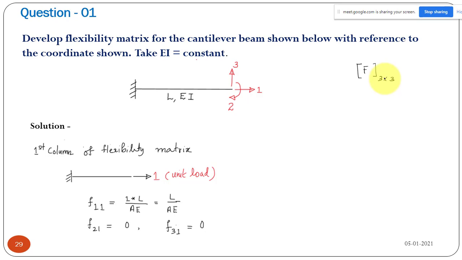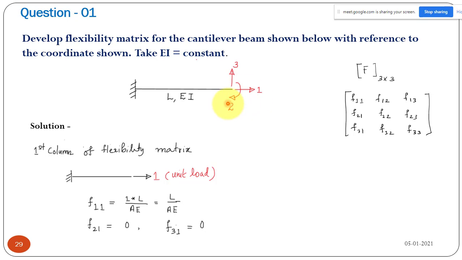Okay, so now we will solve one by one. The elements of the flexibility matrix will be like this: F11, F12, and F13, F21, F22, and F23, F31, F32, and F33. First we will solve the first column of the flexibility matrix. You go to our structure, take your cantilever beam, and apply a unit force corresponding to this coordinate.